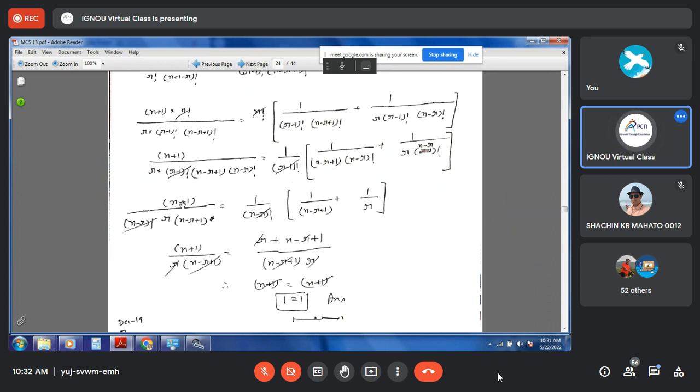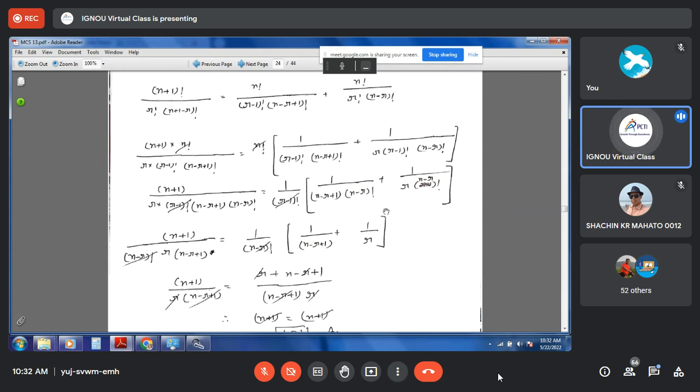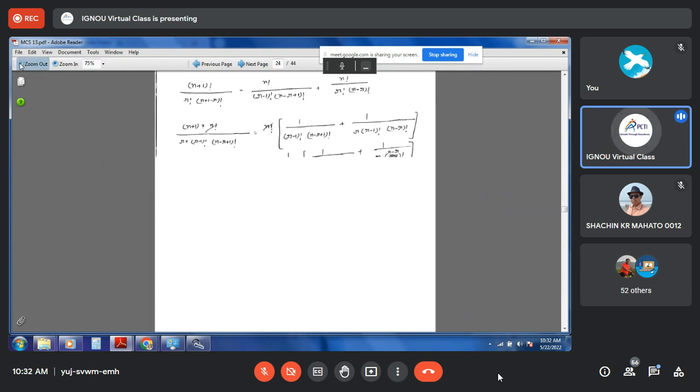On the left side, it is n plus 1 divided by r into n minus r plus 1. Here, take LCM, n minus r plus 1 into r. It will become r plus n minus r plus 1. This bracket cancels with this, r factorial with this, r with r. N plus 1 is equal to n plus 1, cancels, 1 is equal to 1. Therefore, left hand side is equal to right hand side. Sometimes these algebraic transformations, they also put into the exams.